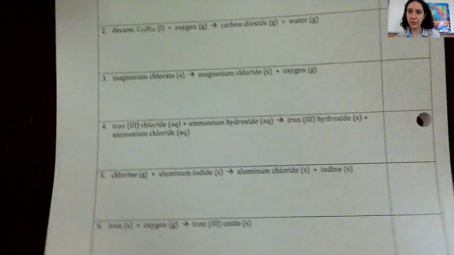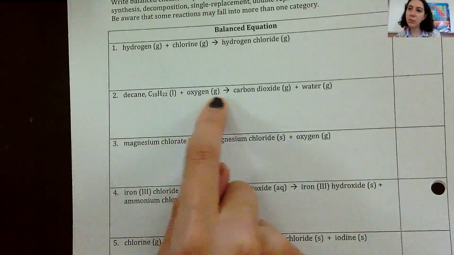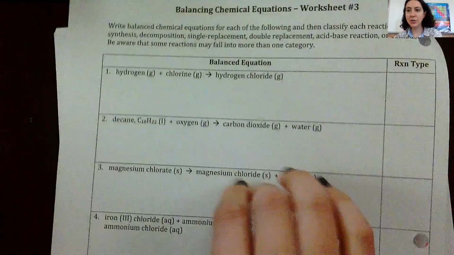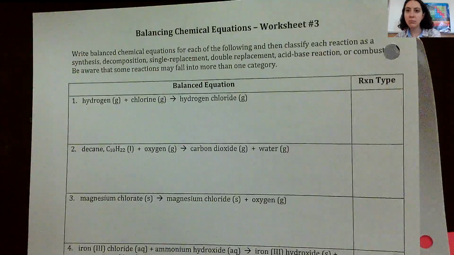Unit 2, or page 2, I'm sorry. Page 2 you also can do. Now, page 2 is going to require you to write the whole reactions first. So these are in word form. You're going to need to convert them into equation form like that. So this is an extra step that you can start working on.